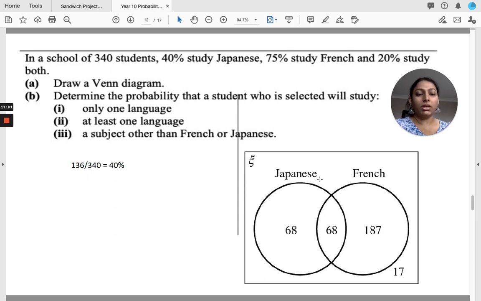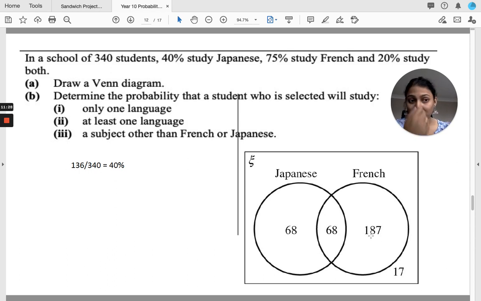So 68 should be written first in the middle. So you would start your problem from this intersection space. Then you know that Japanese is 136, so do 136 minus 68. That would give you 68. Got it? And then we got the French, the 75%, as 255. So 255 minus 68 will give you 187.